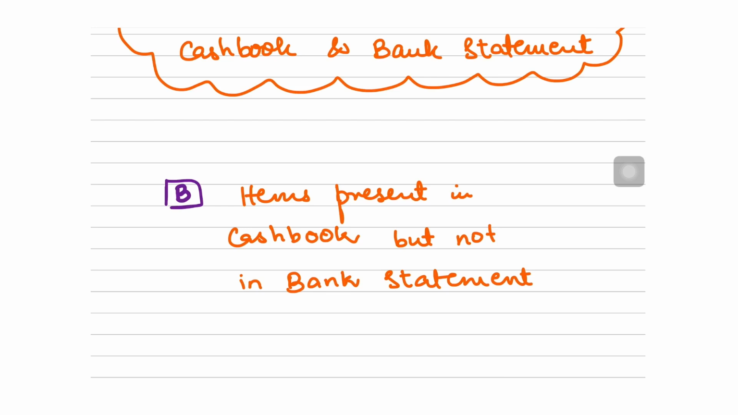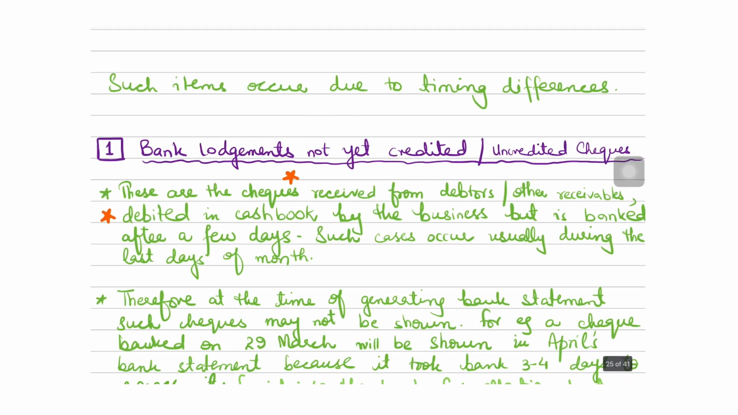Now in this video we are going to learn about all the transactions that you will find in the cash book but not in the bank statement, and therefore that will also require adjustment. Now there are mainly two types of transactions, the differences or the entries that will be there in the cash book but not in the bank statement, and they both are due to timing differences.